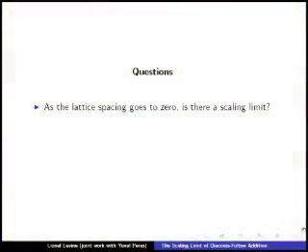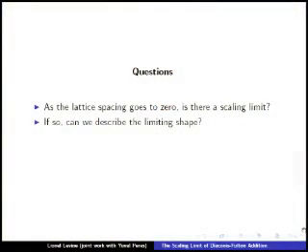Okay, so there are several natural questions that these pictures bring up. What happens if we run these models on smaller and smaller lattices? Is there some limiting shape? And if so, can we describe what it is? And in particular, is it the same limiting shape for the 3 models? It certainly seems from these pictures that, there's some little fluctuations at the boundary, but basically these 3 shapes look pretty similar.